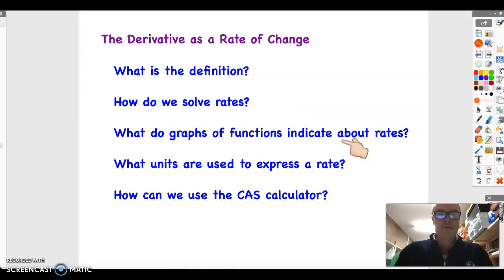We'll talk about what graphs of functions indicate about the rate of change of that function. What types of units do we express a rate of change with? And as I just mentioned, using the CAS calculator today is fairly prominent. So if you've got your CAS calculator with you, it probably would be helpful.